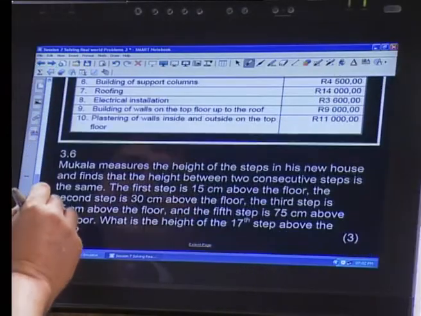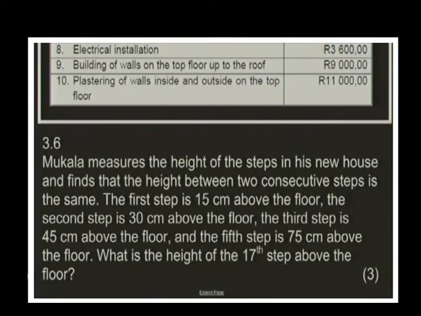The next question says this. Makala measures the height of the steps in his new house and finds that the height between 2 consecutive steps is the same. The first step is 15 centimeters above the floor. The second step is 30 centimeters above the floor. The third step is 45, and the fifth is 75. What is the height of the 17th step above the floor?